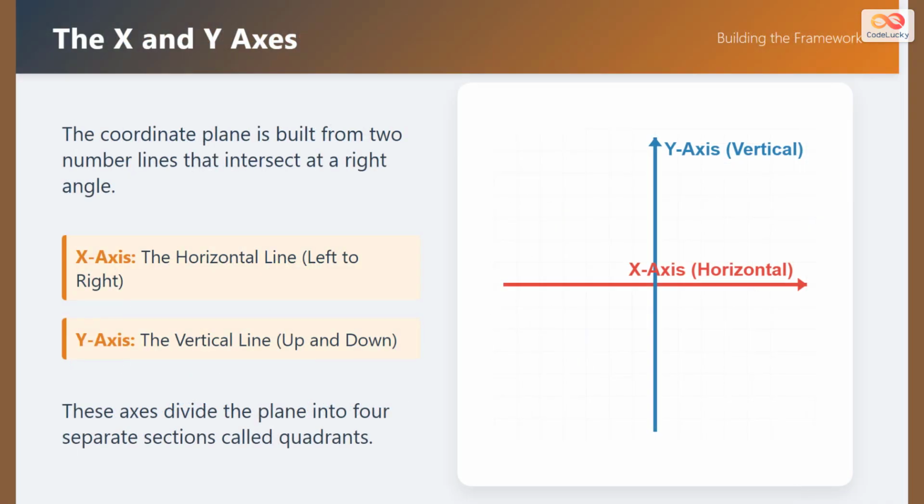Let's start with the basics. The coordinate plane is formed by two number lines. The horizontal line, running from left to right, is called the x-axis. The vertical line, running up and down, is called the y-axis. Think of these as the skeleton of our graph. Everything we plot relies on these two main reference lines.